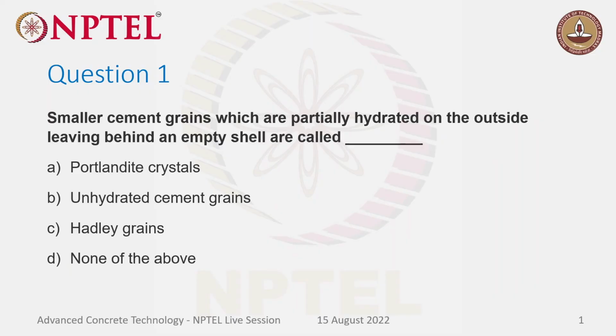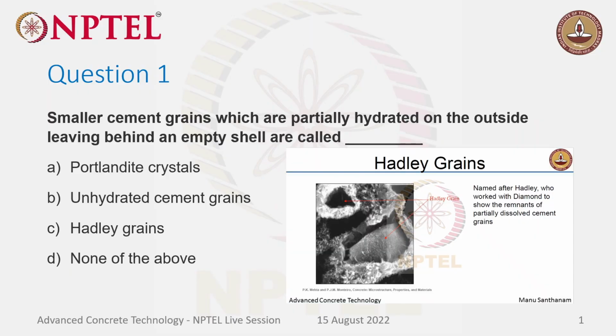So mostly these Hadley grains are formed with very small cement particles. If it's very small, then automatically it will undergo fast, ready dissolution. What happens is the inner grain, this whole region, will undergo dissolution, so there will be no inside region for this grain. It will be hollow, it will be empty, and there will be fibrous CSH particles formed on the outside surface of the grain. So it looks like a hollow shell: outside there will be fibrous CSH, and inside it will be hollow. It's called Hadley grains.